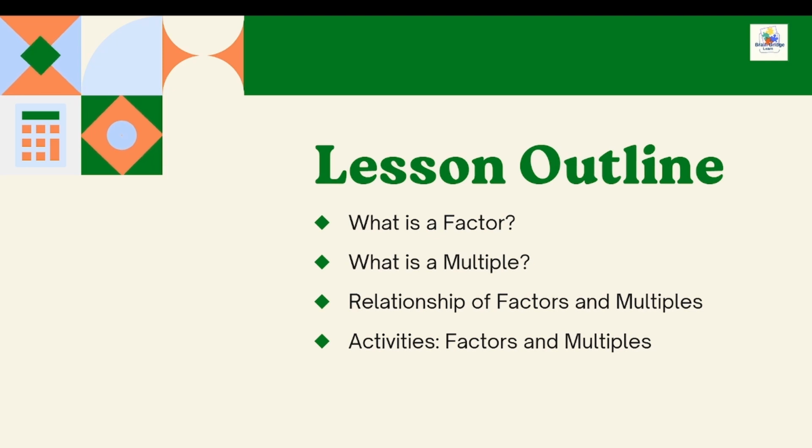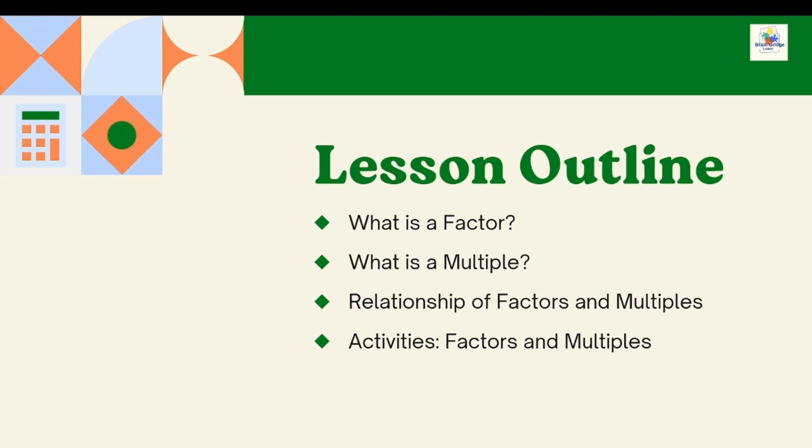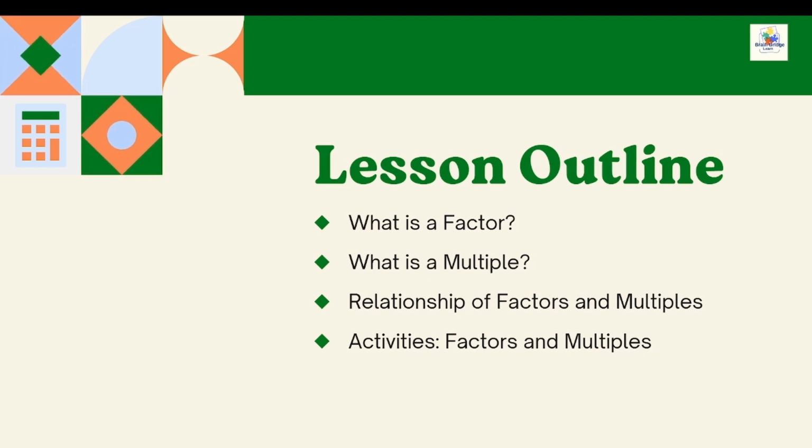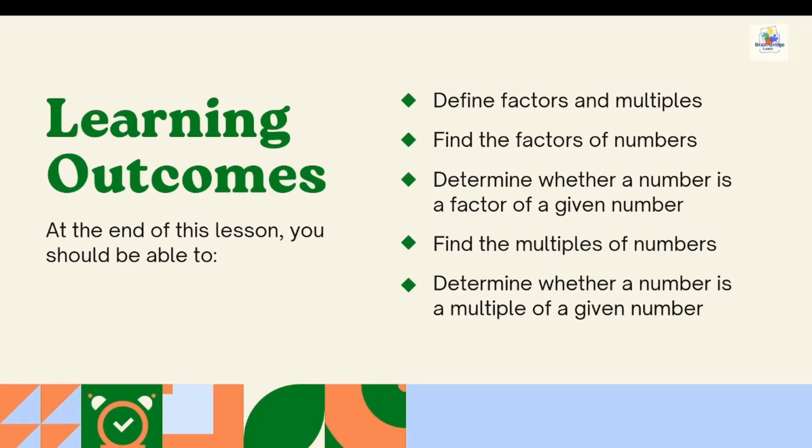Lesson outline. We will learn what is a factor, what is a multiple, the relationship of factors and multiples, and activities. The learning outcomes are that at the end of the lesson we will be able to define what factors and multiples are, find the factors of numbers, determine whether a number is a factor of a given number, find the multiples of a number, and determine whether a number is a multiple of a given number.